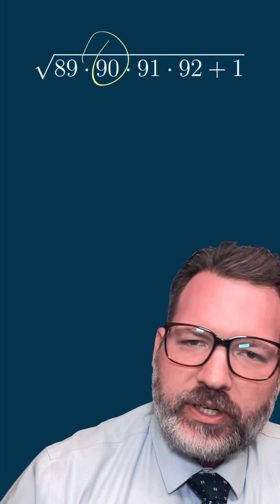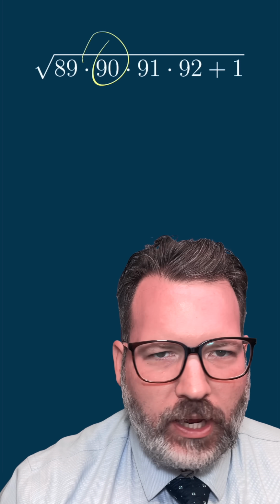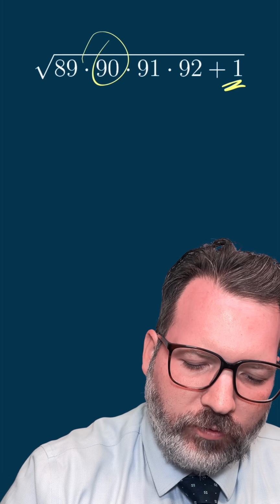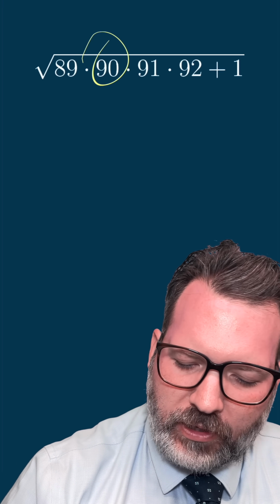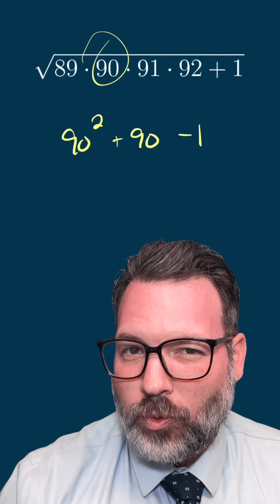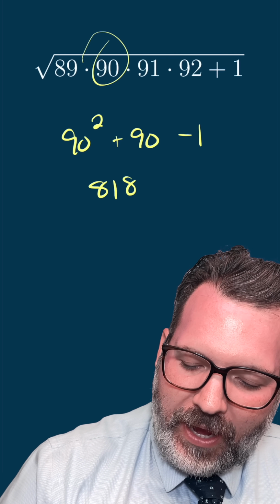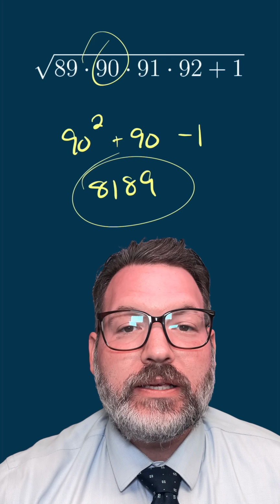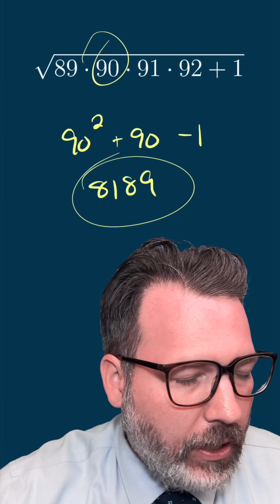I'm pretty sure if we take this nice number, 90, maybe not the nicest number here if you're a big fan of 1, but a pretty nice number nevertheless, and we square that number, add it back to itself, and subtract 1, I'm pretty sure that this result, 8,189, is the proper value. How can I be so sure?